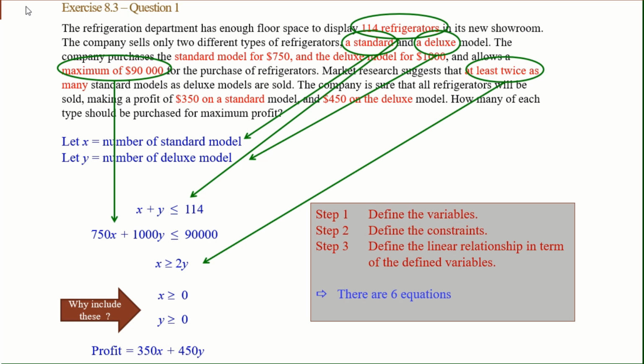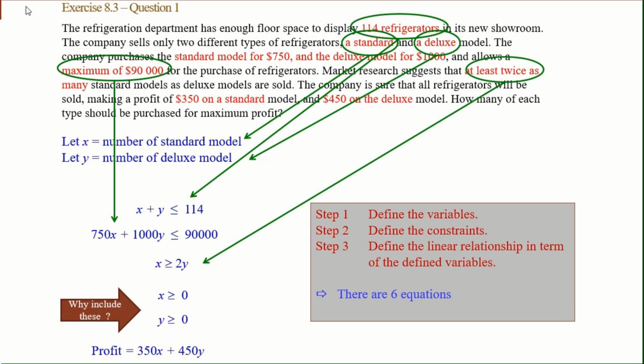They sell 2 types of refrigerators. X is standard, Y is deluxe. Don't worry, the question will already give you that. The company purchases the standard model at 750 and the deluxe at 1000, and allows a maximum of 90,000. So 750x plus 1000y should be less or equal to 90,000. If the left is cost, the right must also be cost. Everything you talk about must be related to cost.